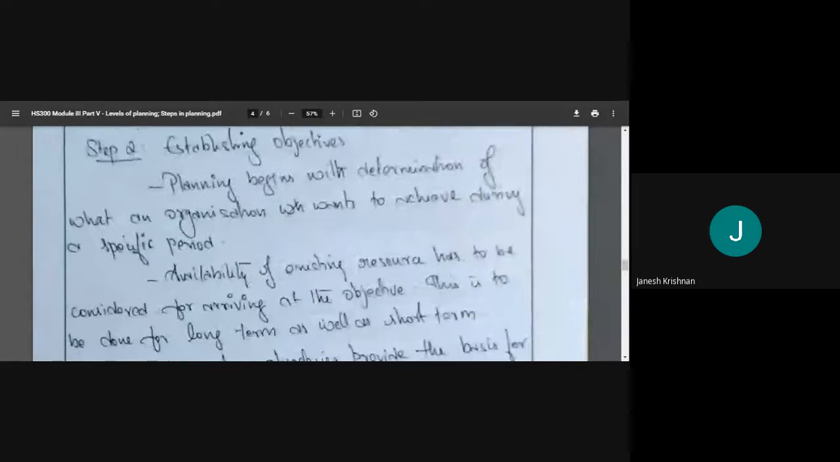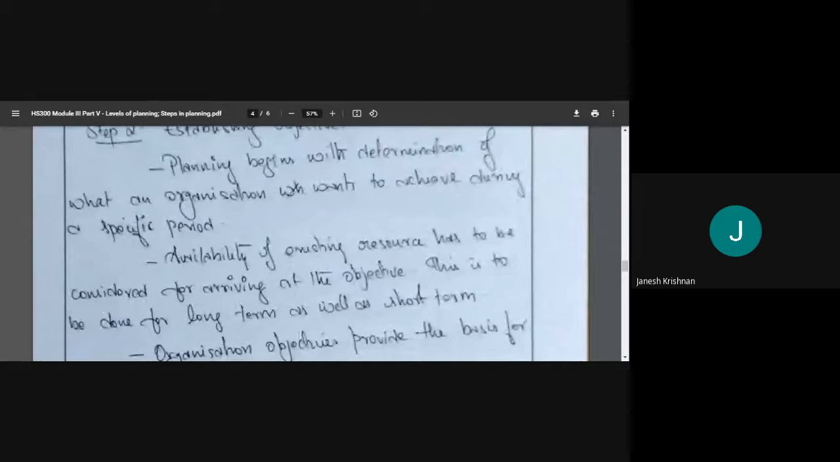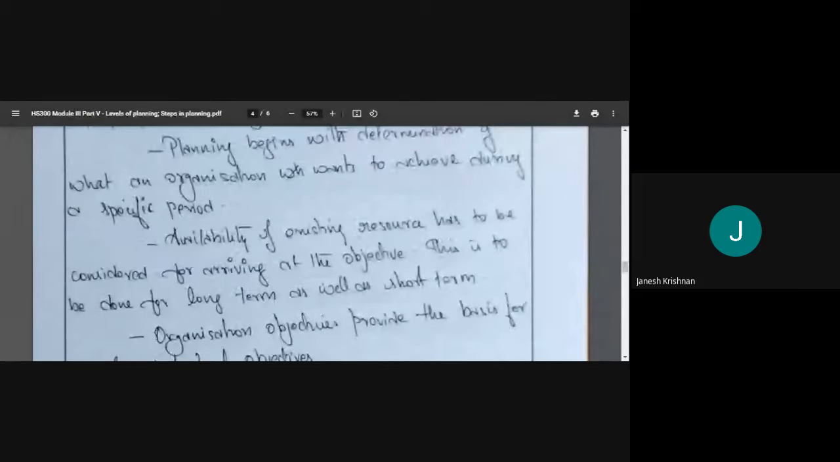The second step, establishing objectives. So once the goal is set and opportunities are known, we need to set objectives. Okay, planning begins with the determination of what an organization wants to achieve during a specific period. So we know there is an opportunity like that. How can we capitalize on them? How can we utilize them? So availability of resources has to be considered in arriving at the objective. What can we do? Okay, then this is to be done for long term as well as short term.